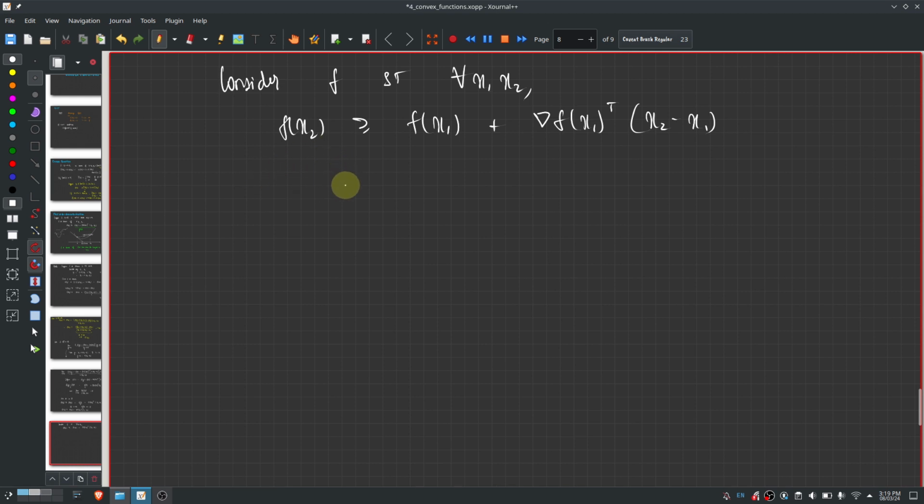Now fix any x1, x2, and let's take an alpha between 0 and 1. We want to show that this satisfies the original definition of convexity, that f of alpha x1 plus 1 minus alpha x2 is less than or equal to alpha f of x1 plus 1 minus alpha f of x2. So let's define x to be equal to alpha x1 plus 1 minus alpha x2.